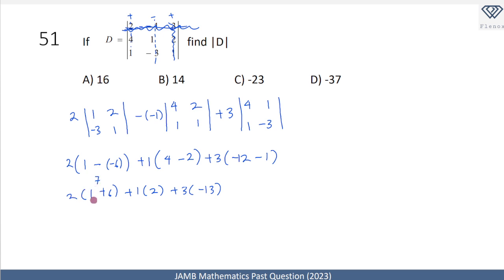Now 2 times 7 is what? You have 14, plus 1 times 2 is 2, and plus 3 times minus 13 is what? Minus 39. So 14 plus 2 is 16, and 16 minus 39 is what? Minus 23. And that means the determinant of this matrix is what? Is C.